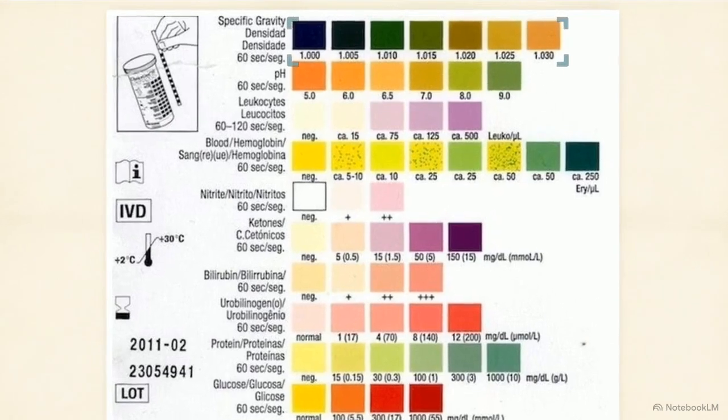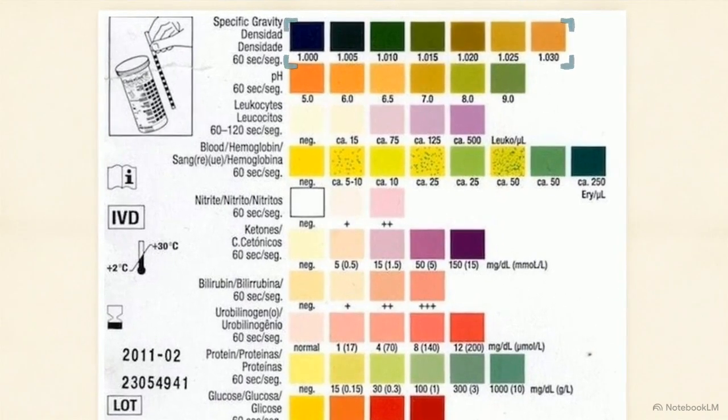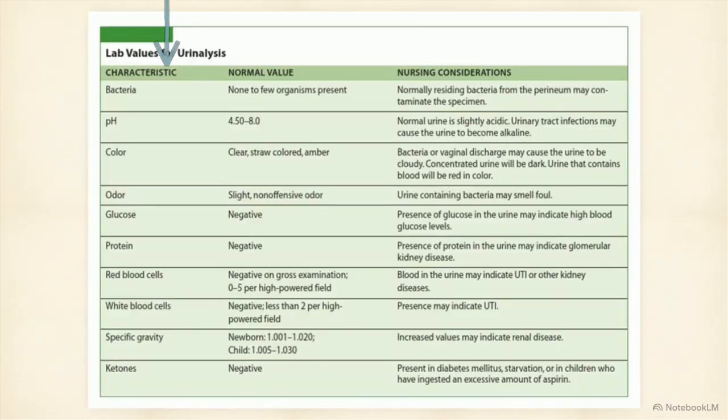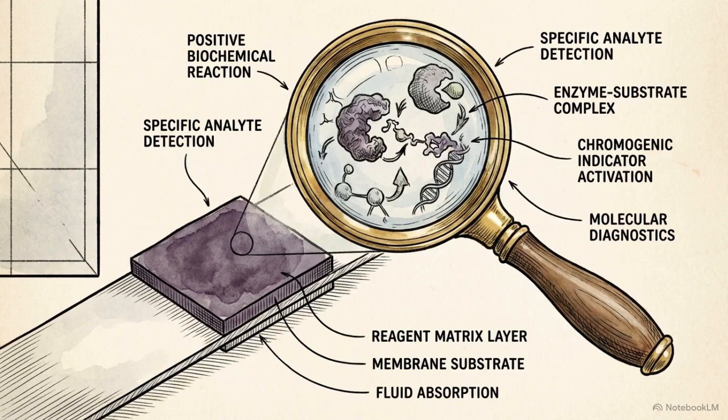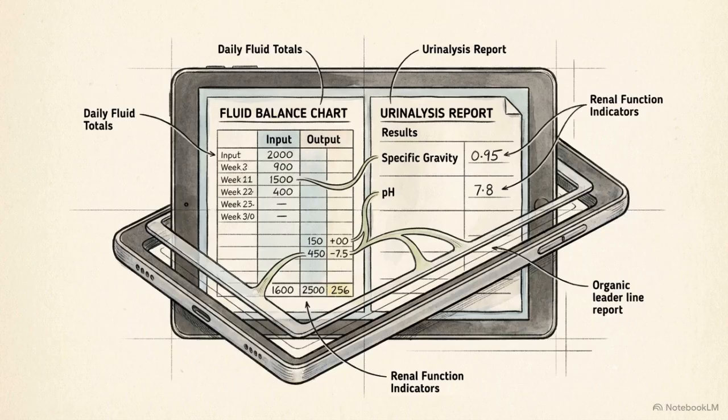The top rows evaluate renal function, like specific gravity for hydration and pH for acidity. Lower rows flag internal conditions, leukocytes for infections, and ketones for diabetes. This table translates those raw lab values into clinical action, directly correlating the visual reagent results to required nursing considerations and diagnostic next steps. Urinalysis acts as the biochemical verification layer. It either confirms or directly challenges the assumptions made during the fluid balance tracking and the external physical assessment.